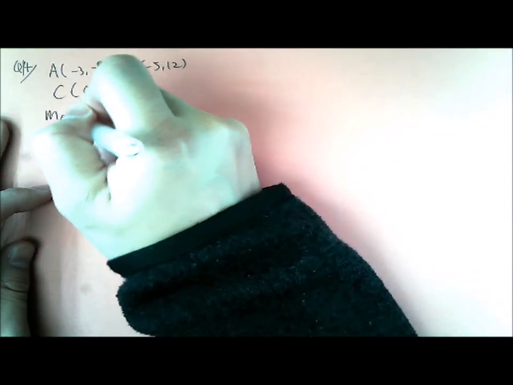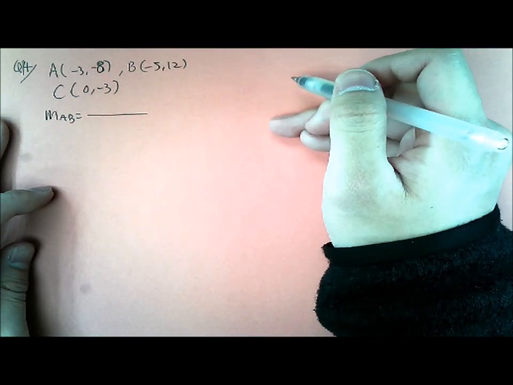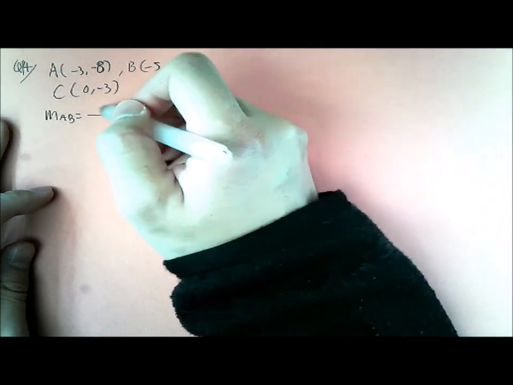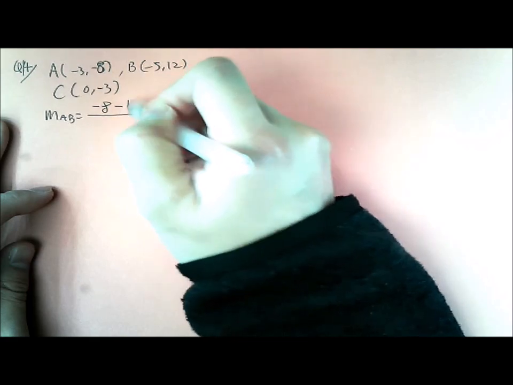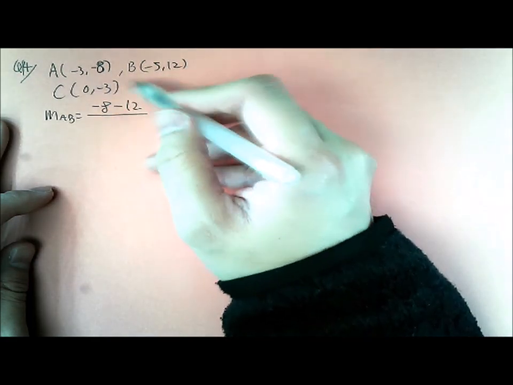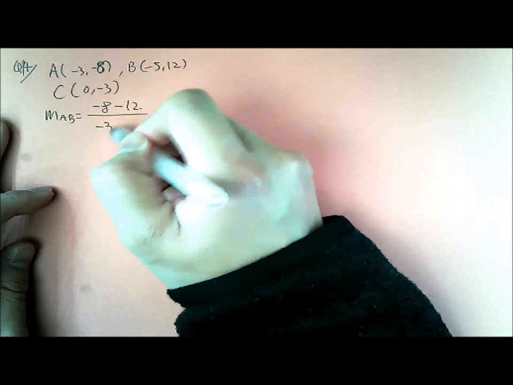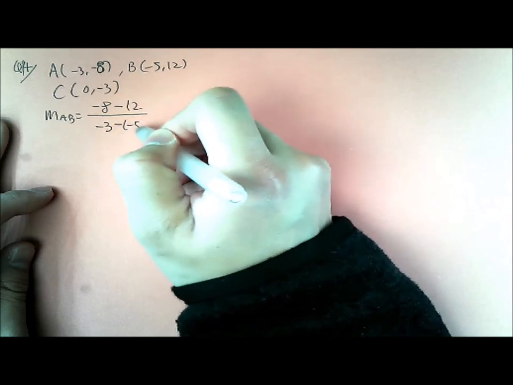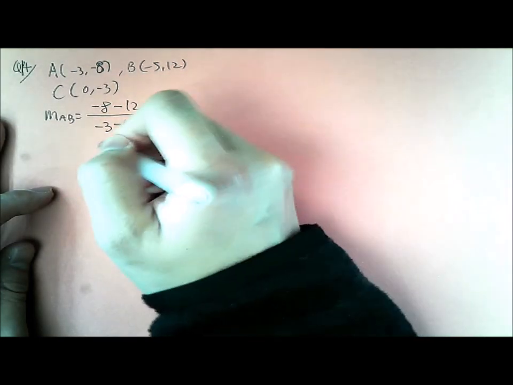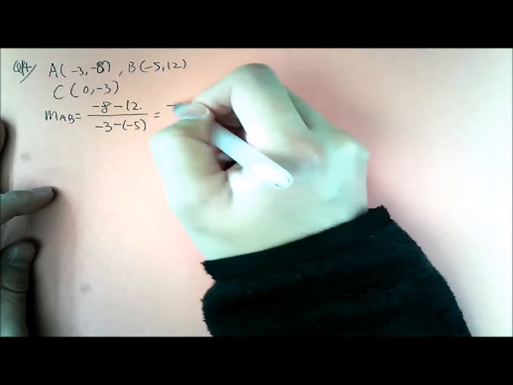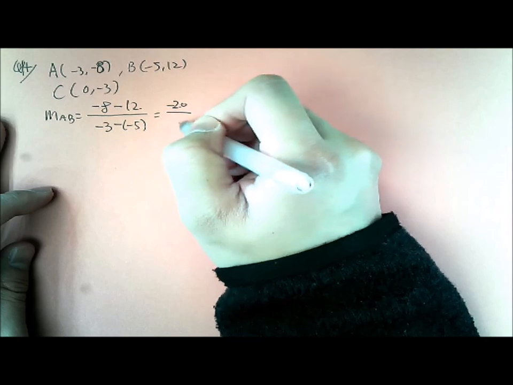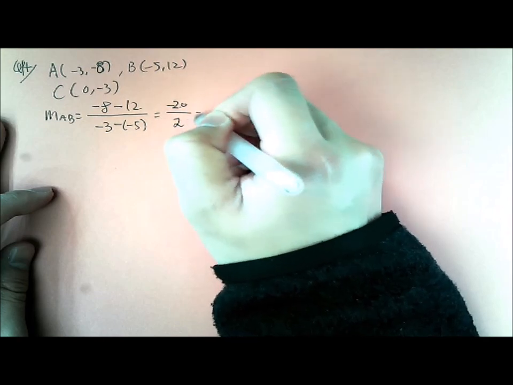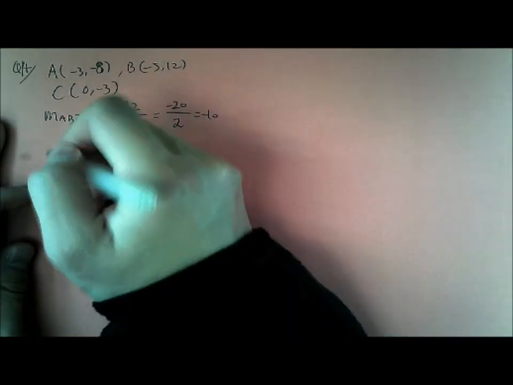Okay, for example, I will calculate the slope of AB. You can write MAB equal to, so for the slope formula, you do minus 8, minus 12, and then below here you have to do minus 3, minus negative 5. Okay, calculate very carefully. So here it should be minus 20, and here it should be 2, then minus 10. Okay, and then do one more.